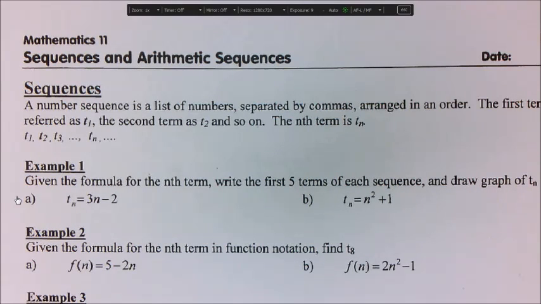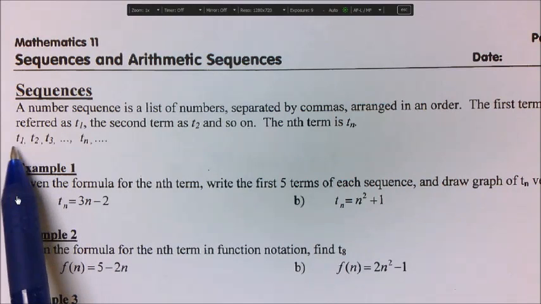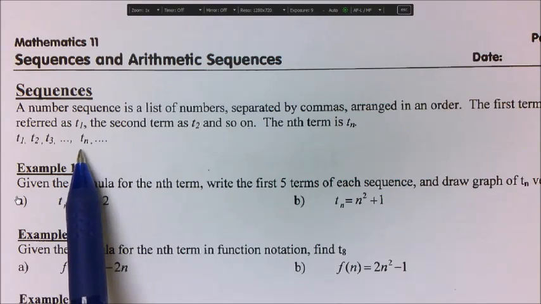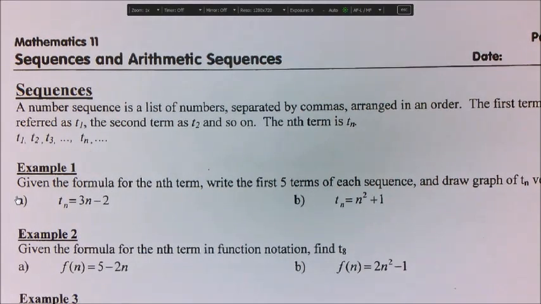Okay, up at the top of the page is a little review about what a sequence is that we discussed in class. A sequence is a bunch of terms listed in order, T1, T2, T3, and so on. Tn is called the general term. It's any term in the sequence.